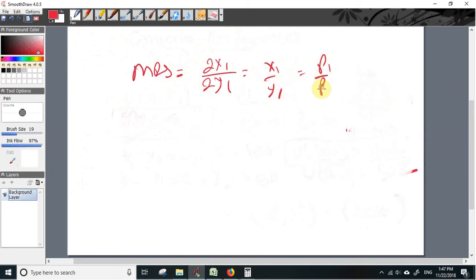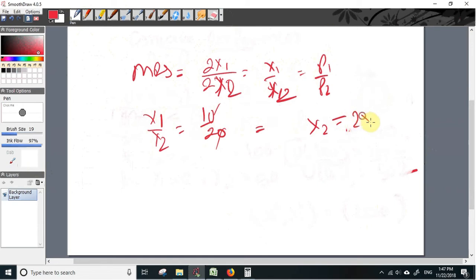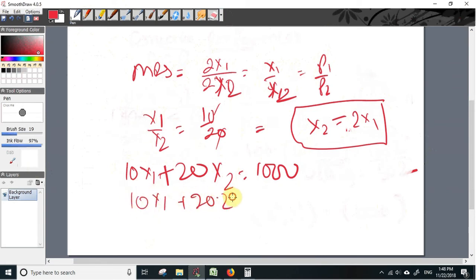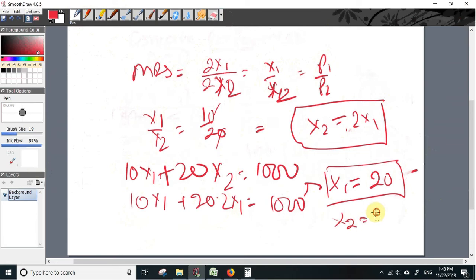So by equating this to the price ratio, we get x1 over x2 is 10 over 20. So this is x2 is 2x1. Now we substitute this in the budget constraint, which is 10x1 plus 20x2 is 1000. So this is 10x1 plus 20 times 2x1 is 1000, which gives us 50x1 is 1000, so x1 is 20 and x2 is 40.